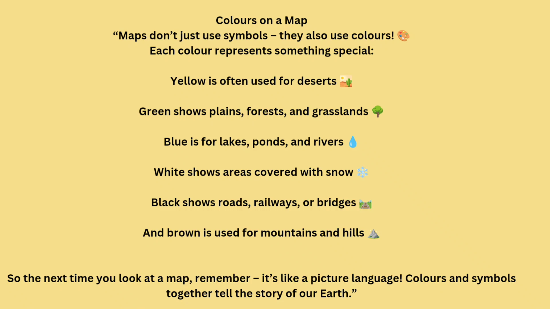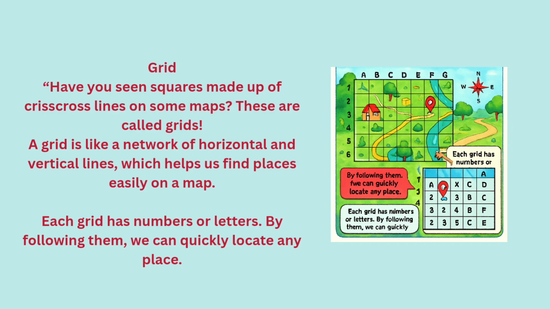7. Grid. Have you seen squares made up of crisscross lines on some maps? These are called grids. A grid is like a network of horizontal and vertical lines, which helps us find places easily on a map. Each grid has numbers or letters. By following them, we can quickly locate any place.